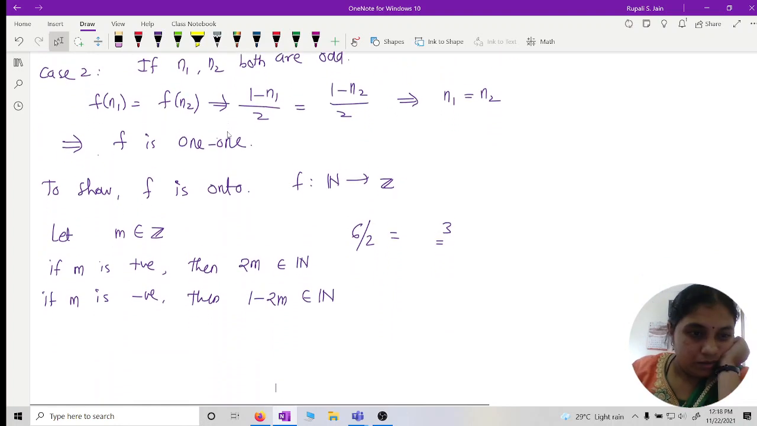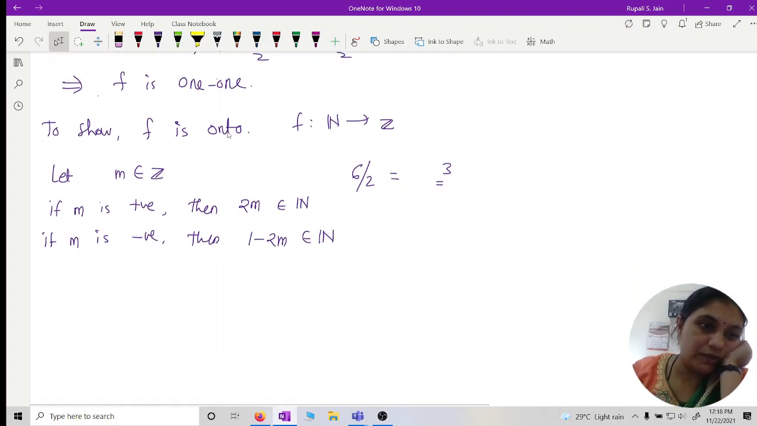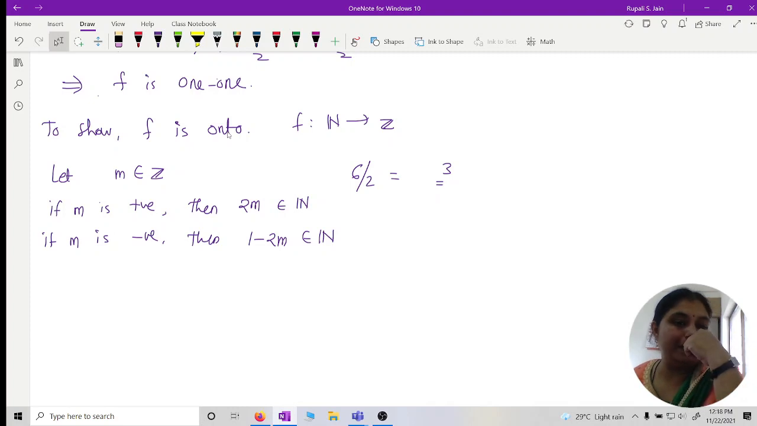Is that okay? So for every m, for every integer z, we will have a pre-image that belongs to natural numbers. Is that okay? Yes, ma'am. Therefore, m is onto. Therefore, f is onto.